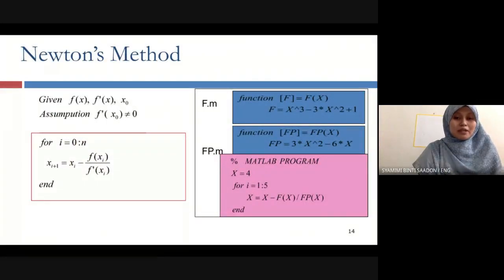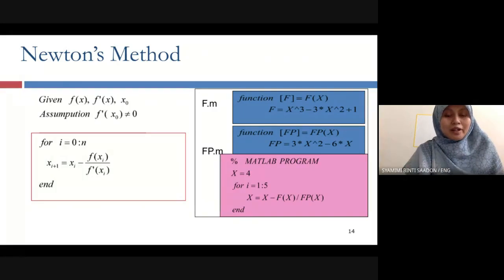So this is Newton's method. If you do the programming in MATLAB or Python, etc., this is how you write the program. Given f(s), f prime(s) is 0, by assuming that f prime(s0) is not 0. For i from 0 until n, we decide the value of n, we apply Newton's method.